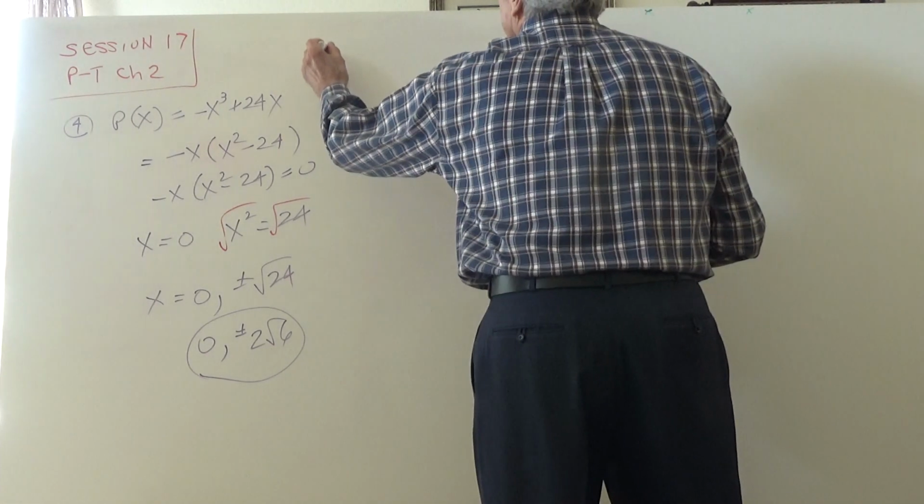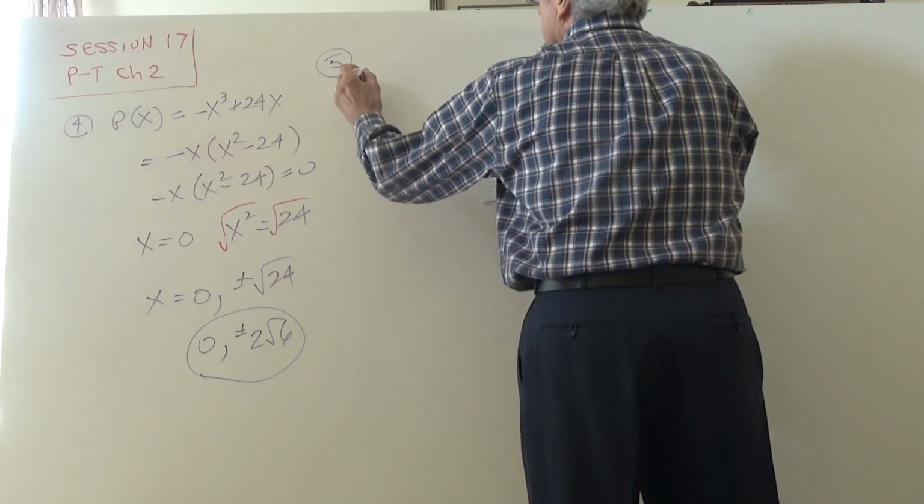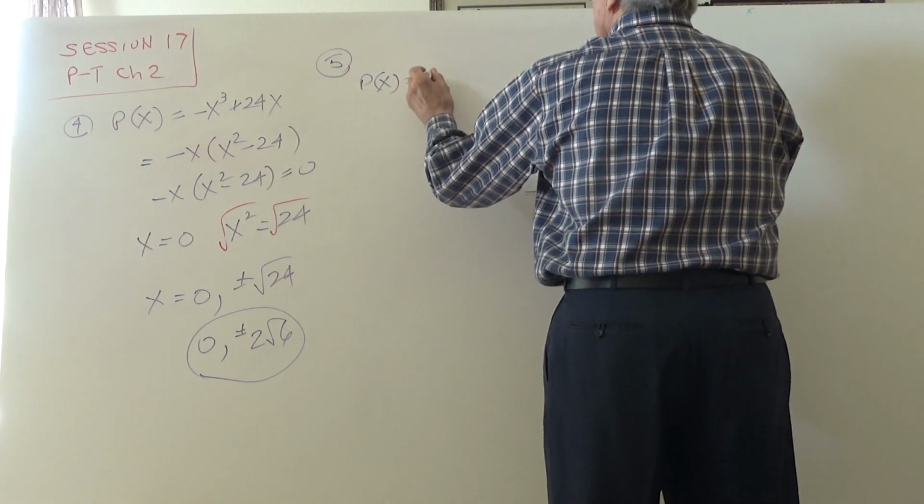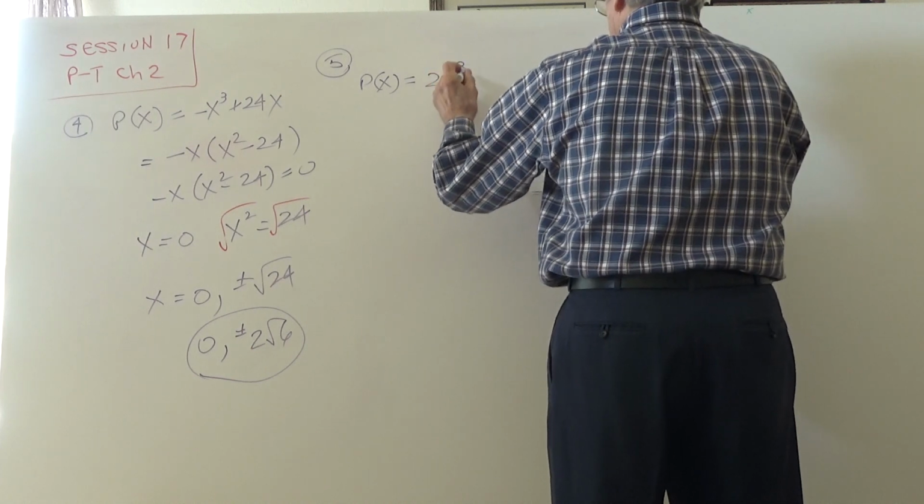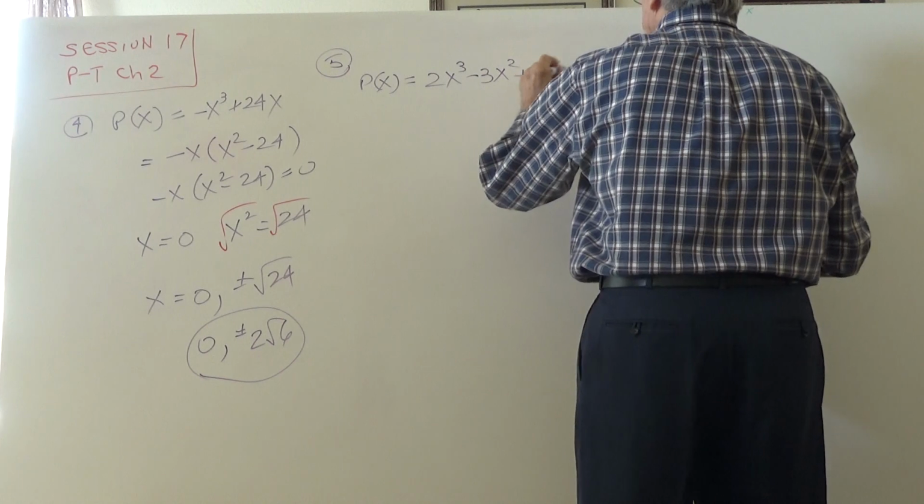I'm going to go ahead and try number 5 the same way, okay? Number 5 says the same thing. It says find the zeros of this one. This is p of x equals 2x cubed minus 3x squared plus 8x minus 12.